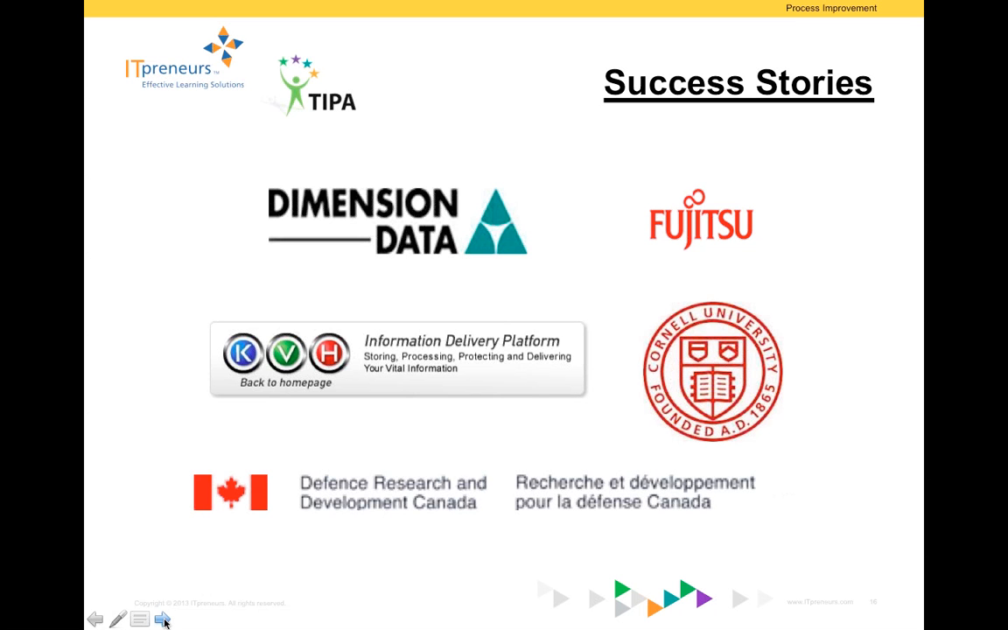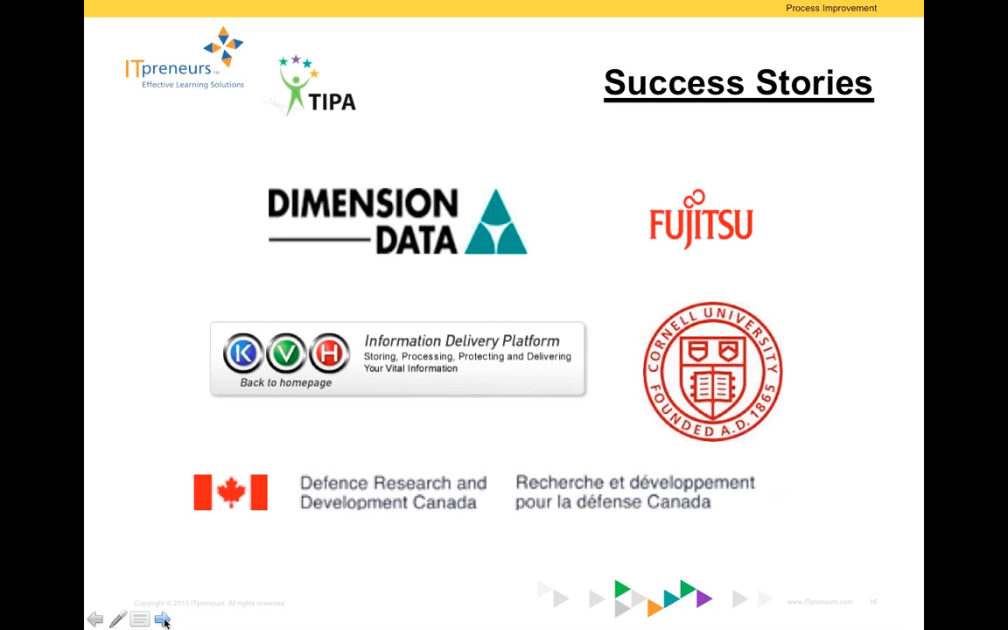And then other organizations here, Cornell University, KVH in Japan. In Canada, we have a research center for national defense that has had a TIPA assessment, and another organization as well. We have another one upcoming. There have been about 25 and counting in the US since last year. So quite good momentum with the methodology.